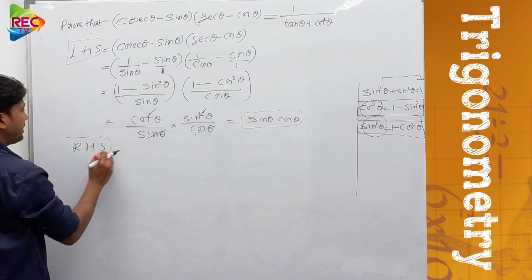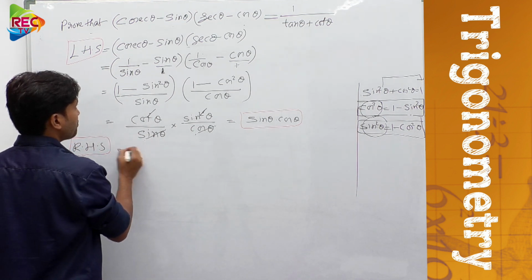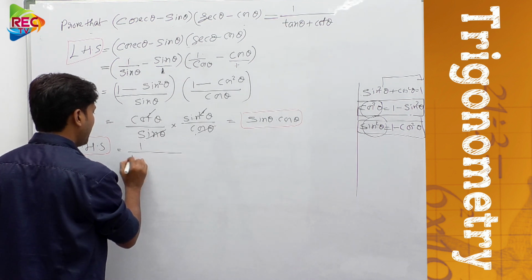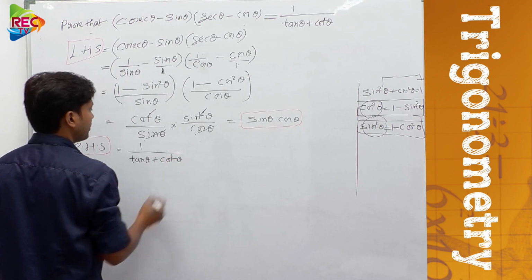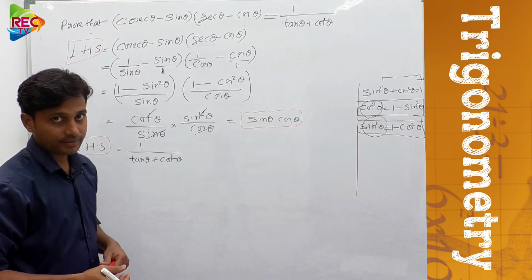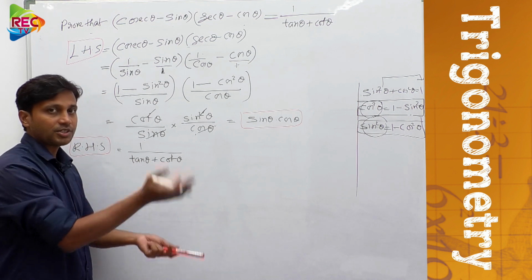Okay, now we are taking the RHS part. So what is the RHS part? Here it is given as 1 by tan theta plus cot theta. This is your RHS part. Now again, do the conversion of tan theta and cot theta in terms of sine and cos.